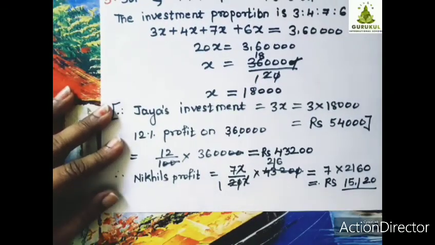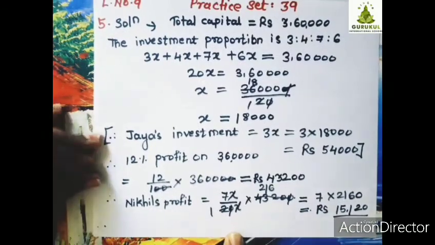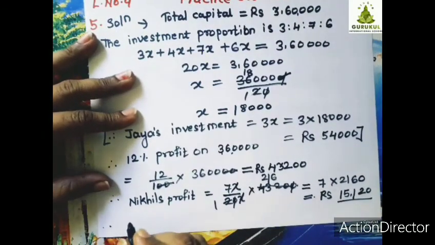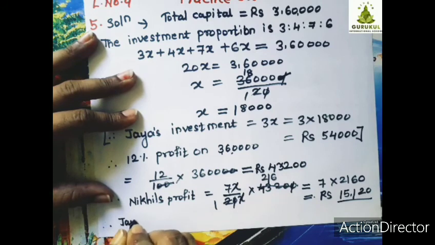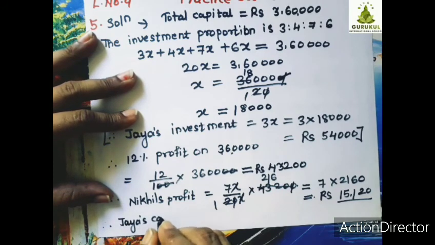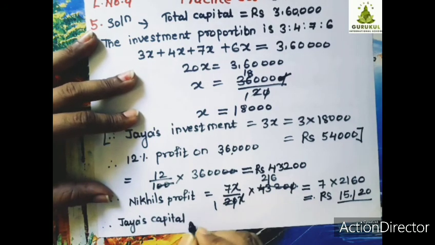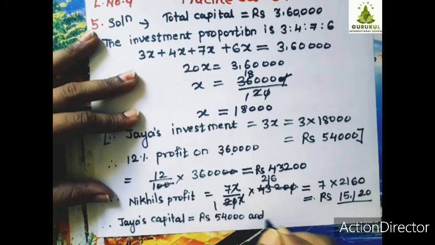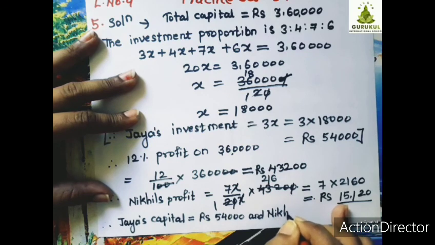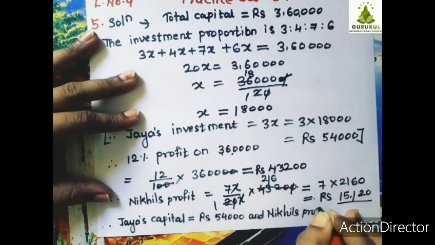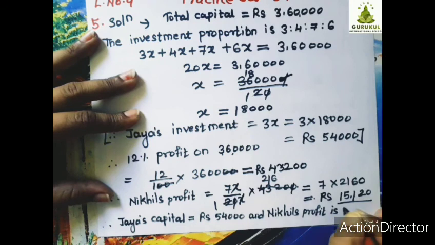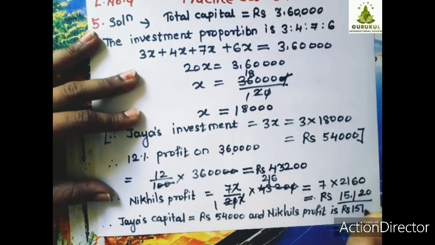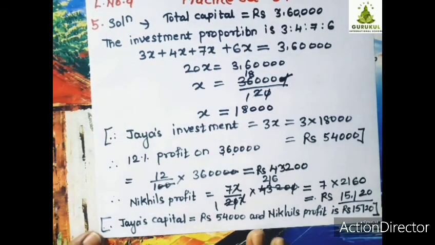So the final statement we can write over here. Now I will not add an extra sheet. Here only I am adjusting. You just concentrate on what I am writing. Therefore, Jaya's investment or Jaya's capital is equal to rupees 54,000, and Nikhil's profit is rupees 15,120. So this is the final answer for this sum.